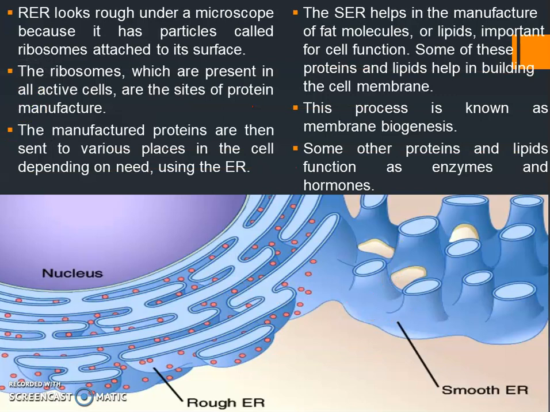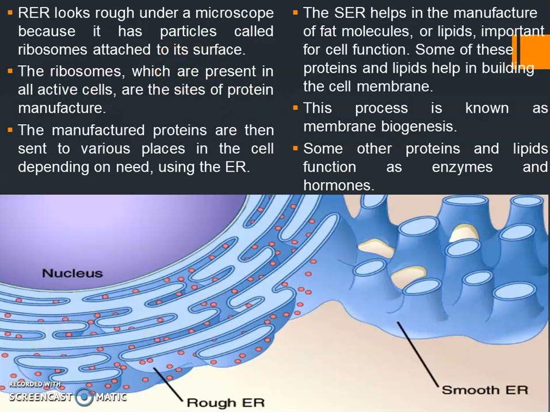So first let us see about rough endoplasmic reticulum. This is the rough endoplasmic reticulum. You can see the nucleus, and surrounding the nucleus is the endoplasmic reticulum. This rough endoplasmic reticulum looks rough under a microscope. Its surface will not be smooth. When we see it under the microscope, it looks like a rough surface with some structures on top of it.